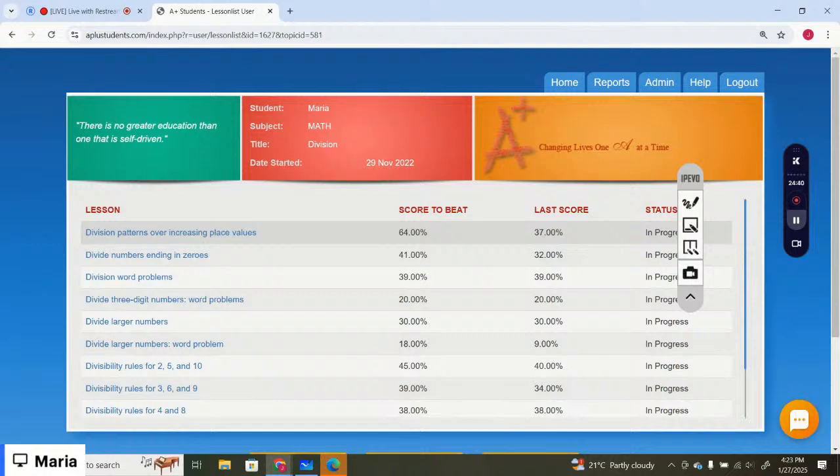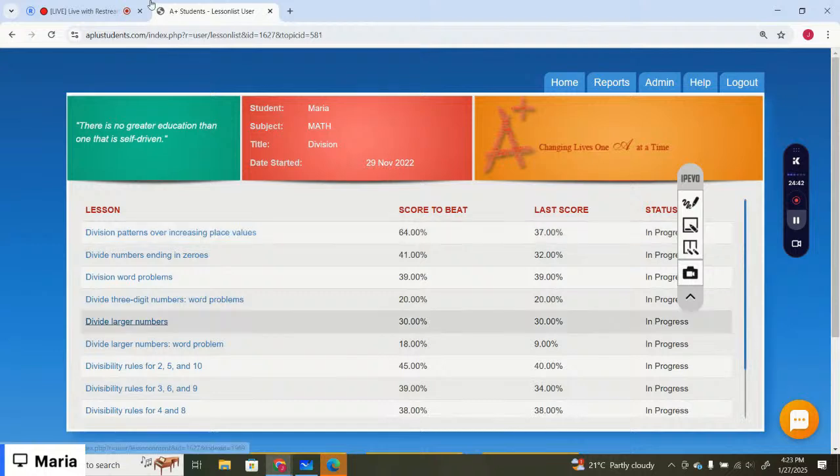The next lesson is divide larger numbers. Let's just start with the lesson.